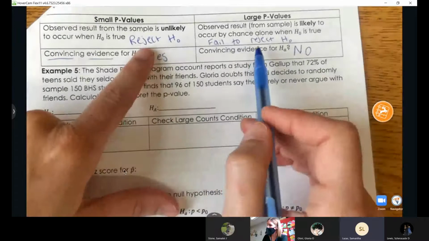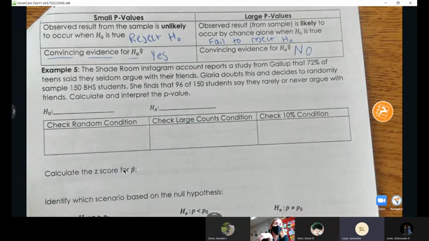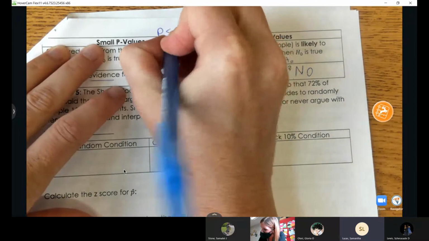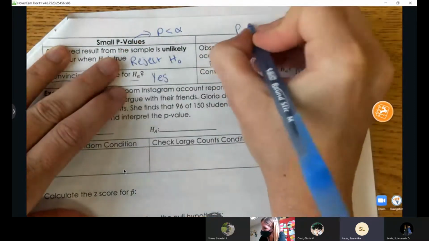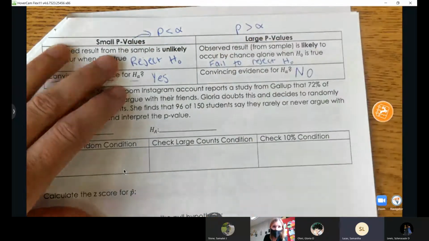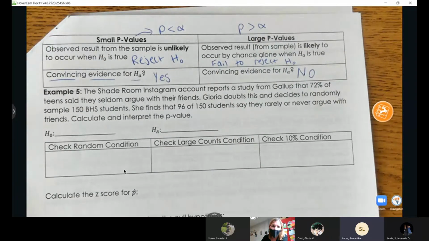So these are the two ways that you would deal with the hypothesis. You don't accept anything. You either reject or fail to reject. And remember, small is compared to the alpha level. So if my p is less than the alpha, I have a small p-value. If my p is bigger than the alpha, I have a large p-value. And the alpha level will change based on the level of comfort of the statisticians running the test. Most people use 0.05, but if you want to be very sure, you can use a smaller level.